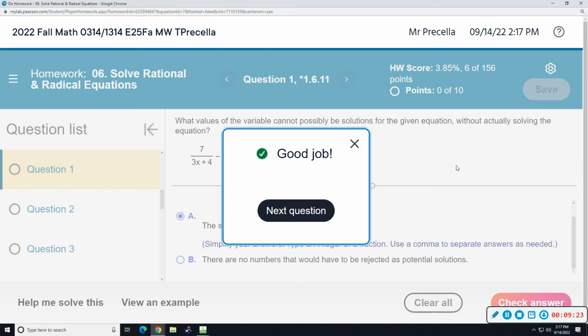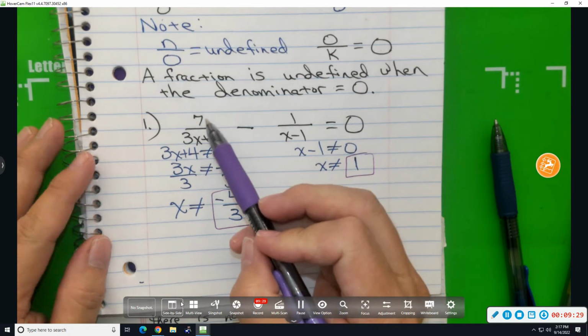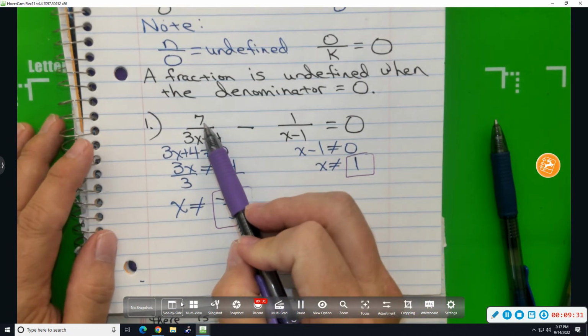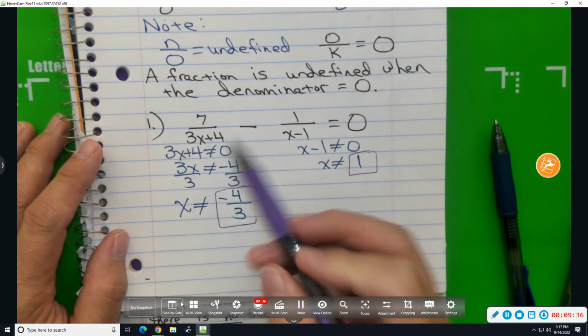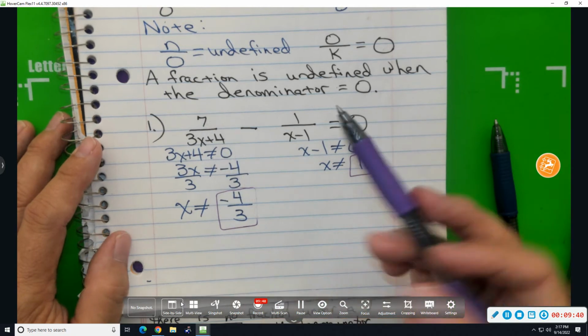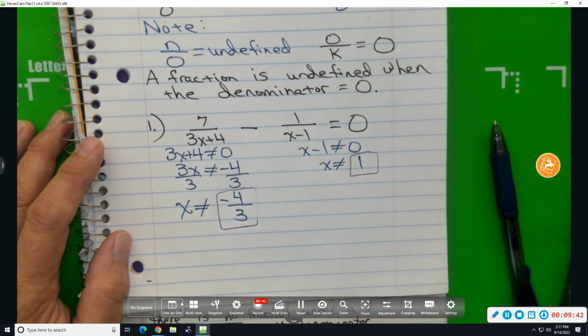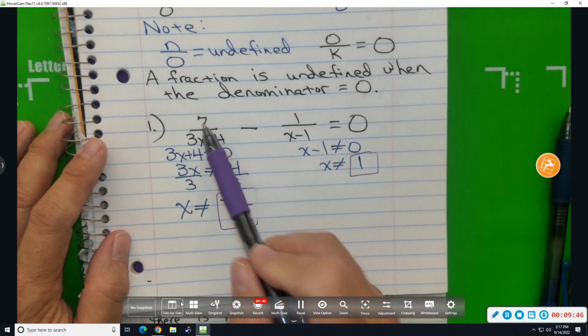Before we go on, don't bother writing what I'm about to do down, but it really doesn't matter what the numerator is. The numerator can be anything. It seems like my math lab, for problems like this, where you're trying to figure out what numbers could not be solutions, they just put numbers up there.